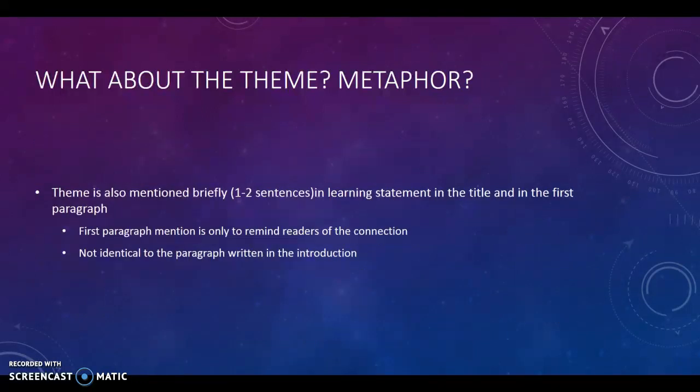And lastly, we had mentioned in the introduction, or the learning statement presentation, that each learning statement needs to include a brief introduction, 1 to 2 sentences, reminding the reader of how the theme is apparent in this particular essay. And so what you're going to do in 1 to 2 sentences is briefly reintroduce us to the essay, as well as to how it fits the theme. And again, 1 to 2 sentences is sufficient. It should not be identical to the paragraph that you wrote in the intro, because your paragraph in the intro is probably longer.